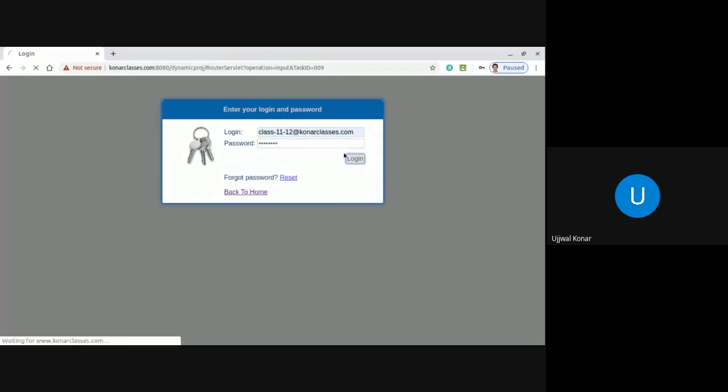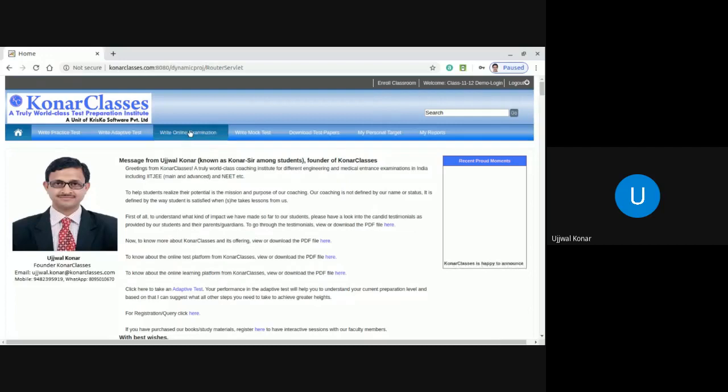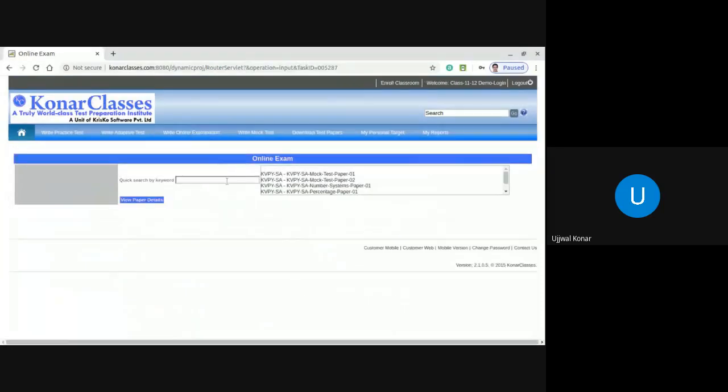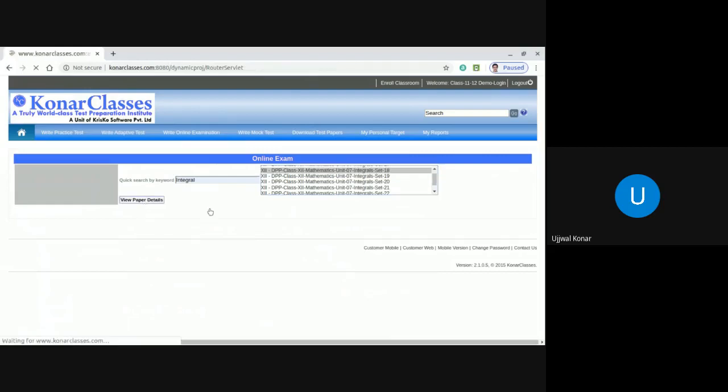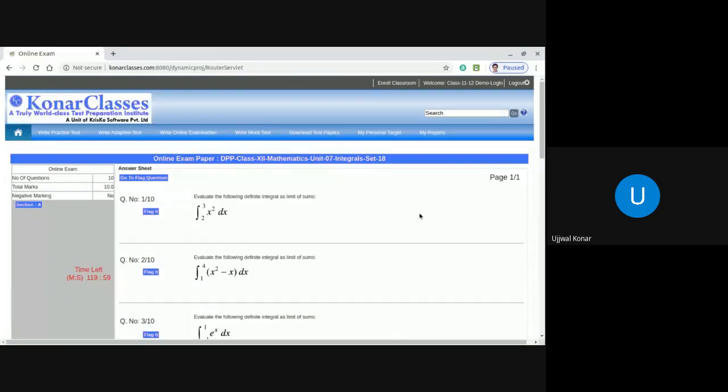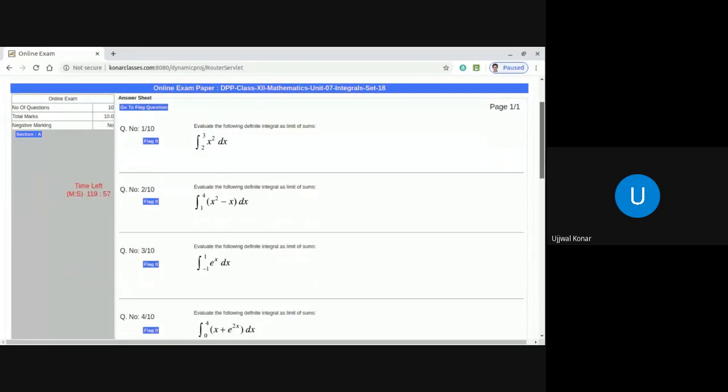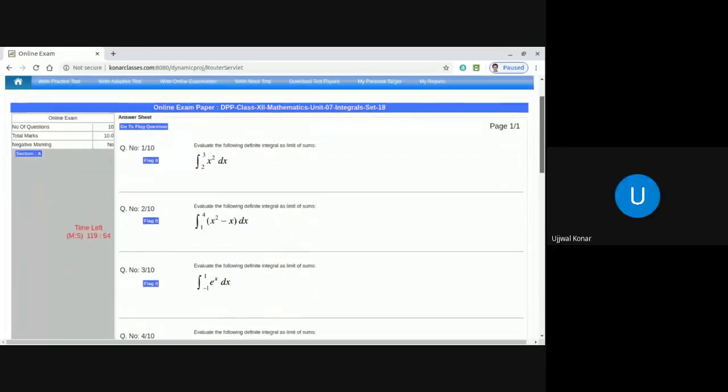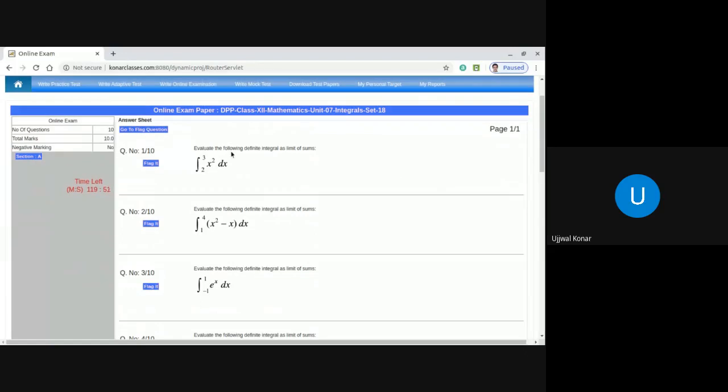Then click on login. Then go to write online examination. And then you just search with integrals. Then you will find here, suppose you go to the 18th one. And you will find this, definite integration. You see, dear students? But here what is mentioned is: evaluate the following definite integral as limit of sum. Forget about limit of sum. You just find the definite integral. That is the concept that we learned. Got it, no? Limit of sum, as I said, we'll discuss later.